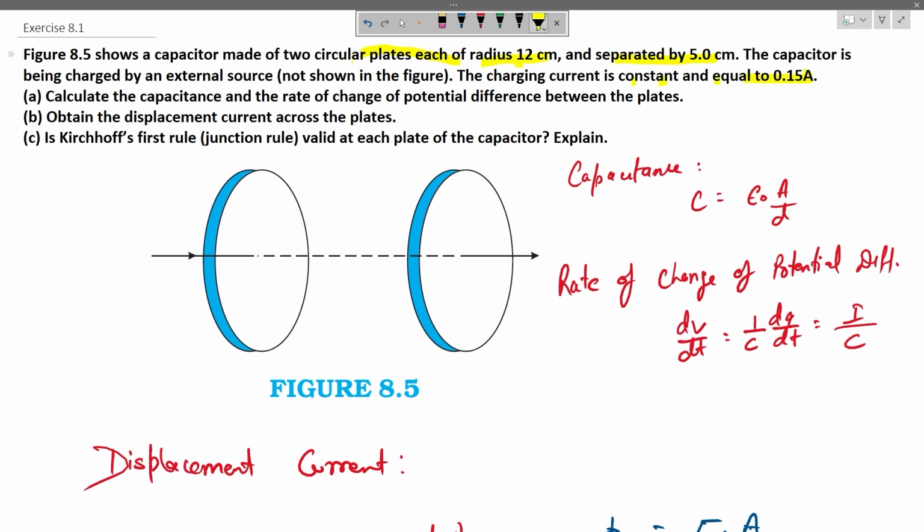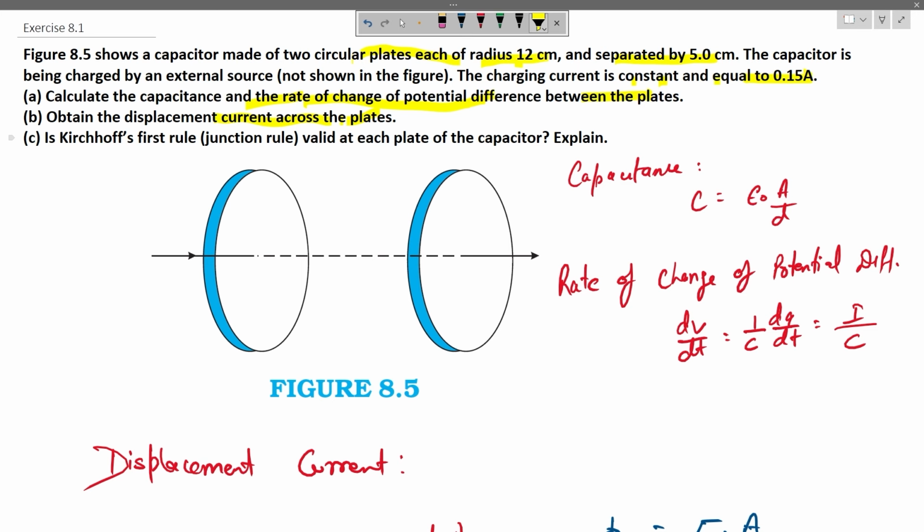Now we have to calculate the capacitance and the rate of change of potential difference between the plates, and we also need to obtain the displacement current across the plates, and in third we have to tell whether Kirchhoff's first rule or the junction rule is valid at each plate of the capacitor.